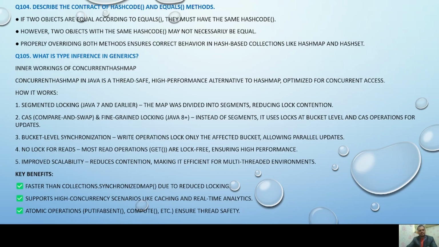Next question. What is type inference in generics? Inner workings of ConcurrentHashMap. ConcurrentHashMap in Java is a thread-safe, high-performance alternative to HashMap, optimized for concurrent access. How it works? Segmented locking, that is Java 7 and earlier. The map was divided into segments, reducing lock contention.